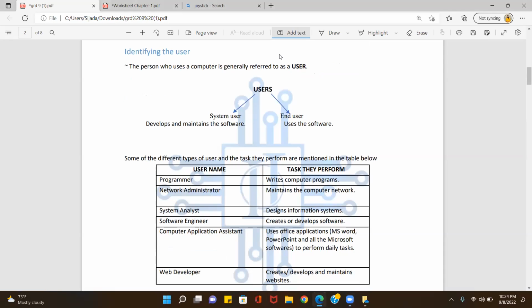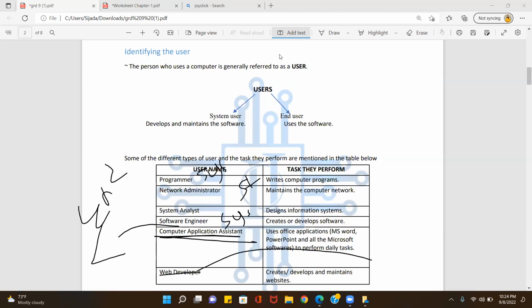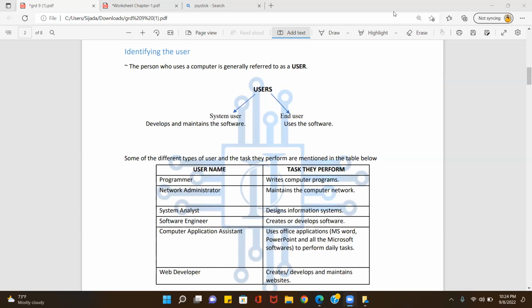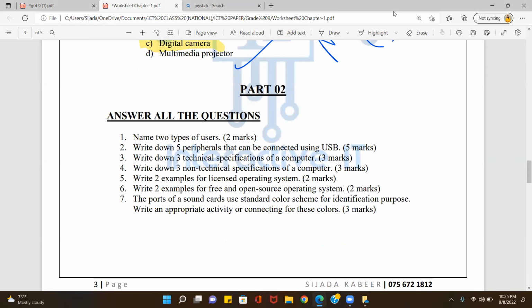If you're doing anything for the computer, it is called a system user. A programmer is a system user because he writes the program for the software. Network administrator is a system user. Software engineer is a system user. A computer application user is an end user, not a system user. Web developer is a system user. The difference between a system user and end user is that a system user develops and creates stuff for the computer. An end user is the one who uses those things. I hope it's clear. So two types of users: system users and end users.